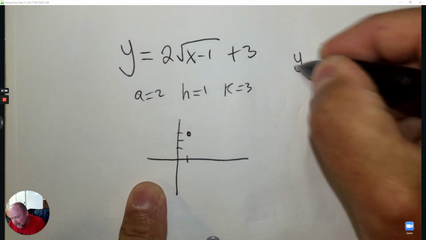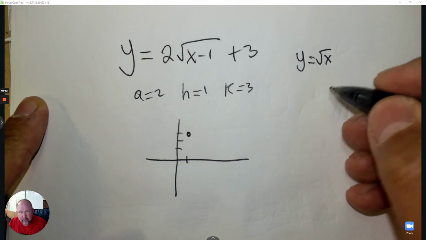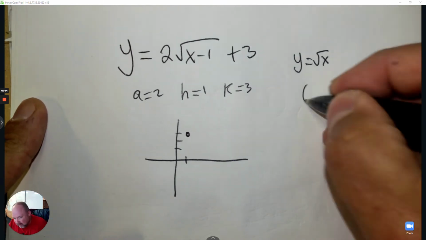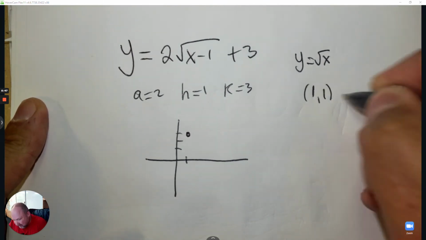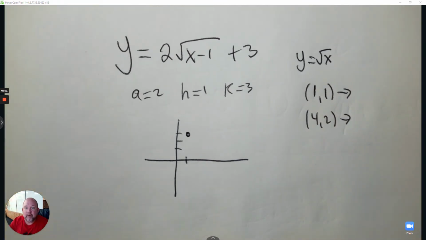So if I think of the parent function, just the square root of x, what other numbers do you know the square root of? So I know the square root of 1 is equal to 1, and I'm going to change it. And I know the square root of 4 is equal to 2. So those are the 2 points I'm going to change. And now how am I going to change it?